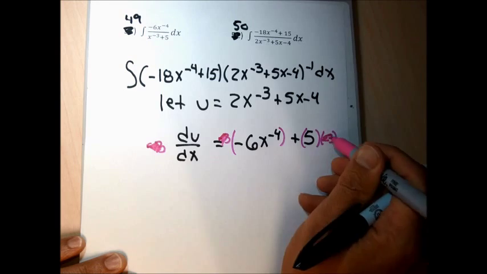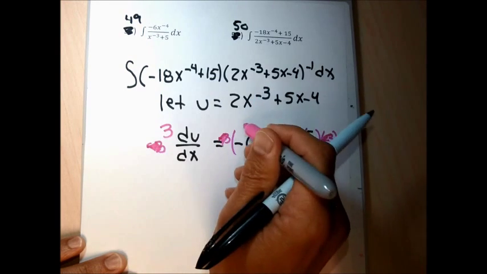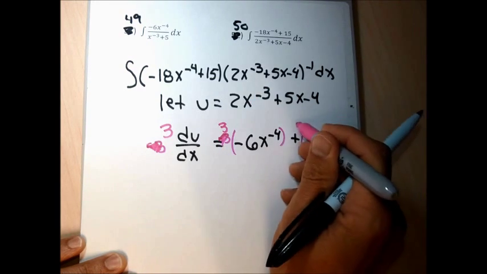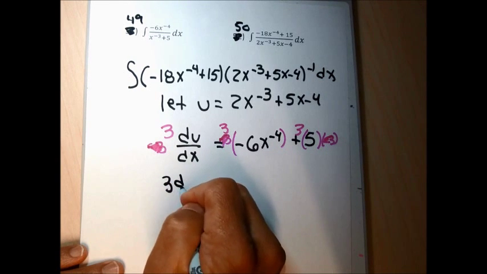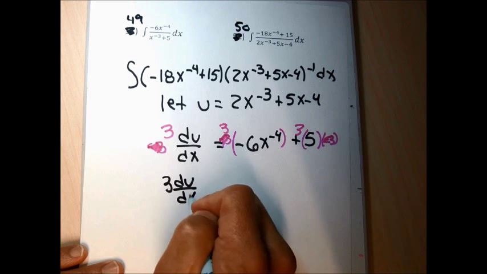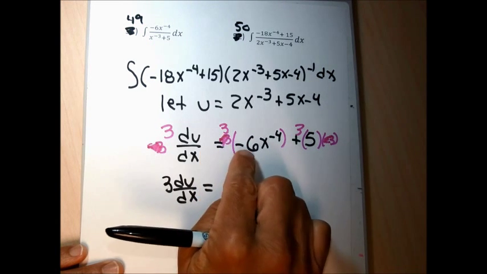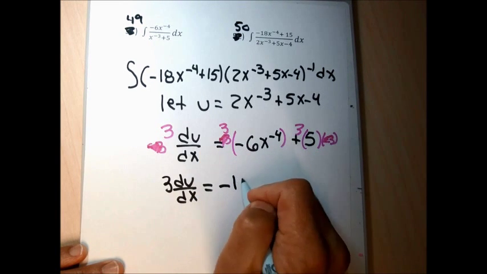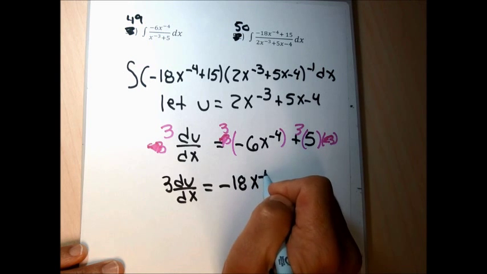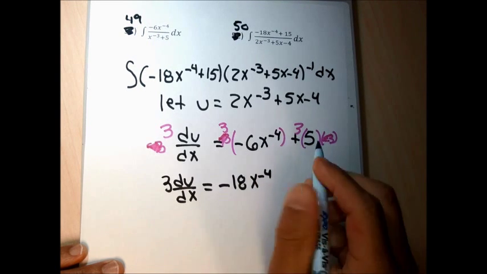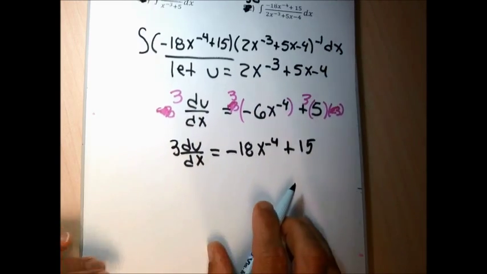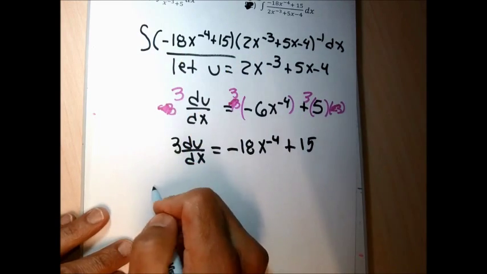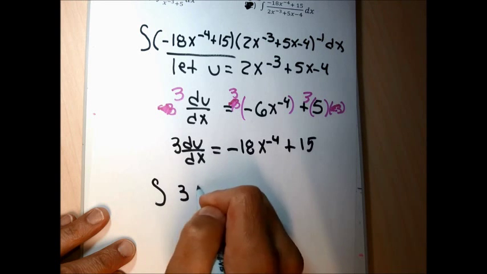I'm going to multiply everything by positive 3. So I'm going to go positive 3, positive 3, positive 3. On the left side, I'm going to get a 3 du dx. On the right side, 3 times negative 6 is negative 18. I leave the x to the negative 4. 3 times 5 is positive 15. That's exactly what I needed to replace. So this I'm going to change to a 3 du dx.